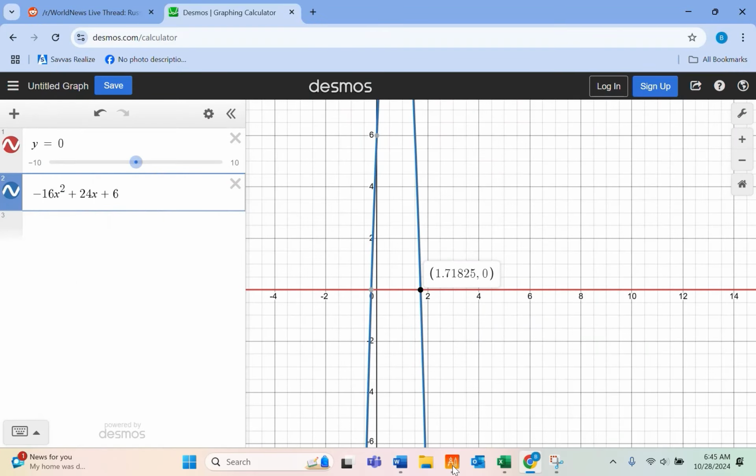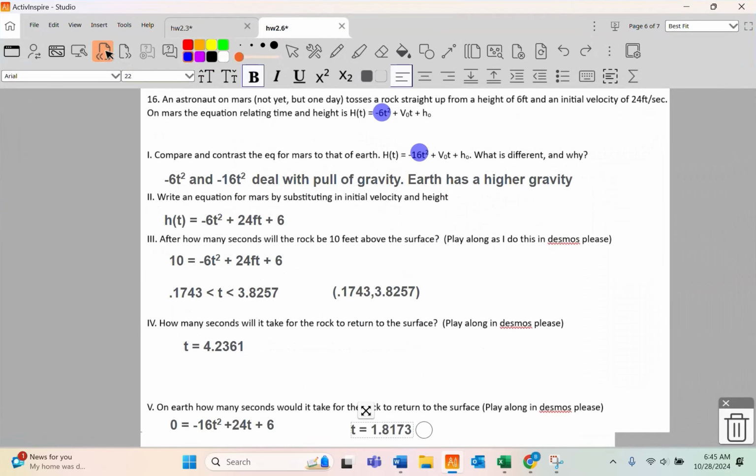I strongly encourage you to play around with Desmos on your own time. I mean, check your work with it. It's really easy to check. Get accustomed to looking at graphs. It's not going to kill you.